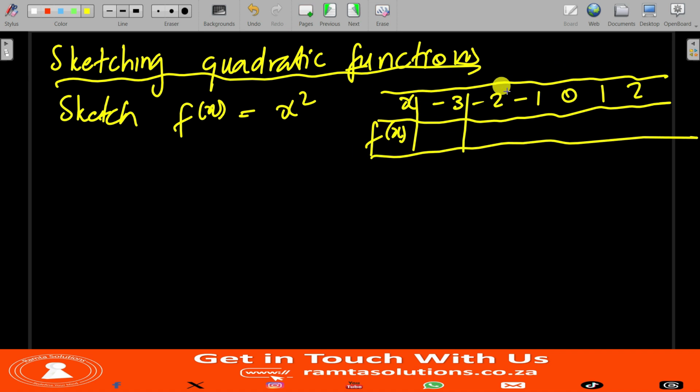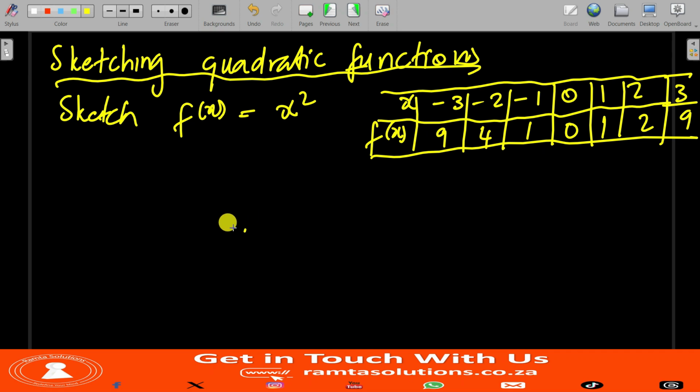What is f of x? It will be, let's see, minus 3. So where there's x, you put minus 3. Minus 3 squared will be 9. Minus 2 squared will be 4, 1, 0, 1, 4. Let me also put a 3 here. And then 9.